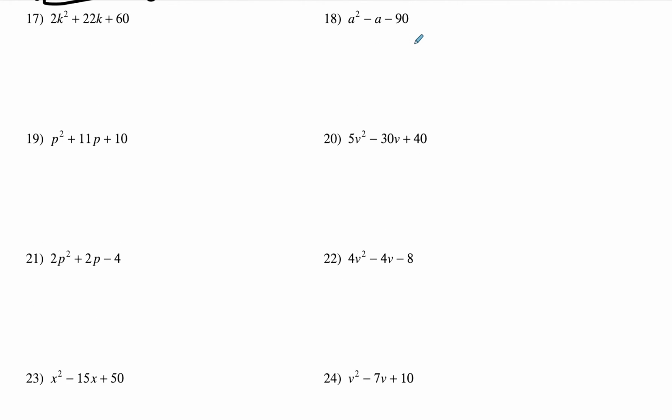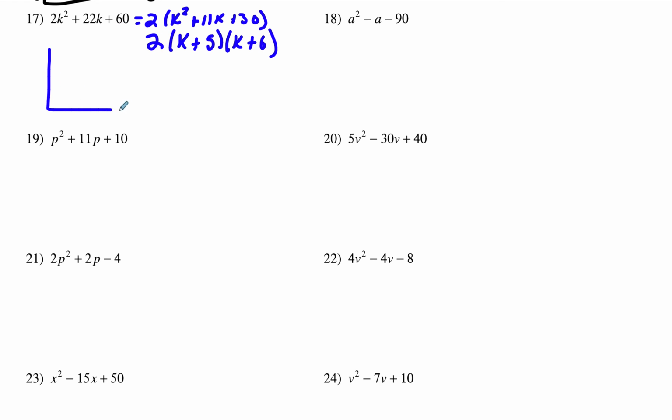All right, moving on down. 17, I'm going to do a similar thing. I'm going to pull the greatest common factor. So that's going to be 2 times k squared plus 11k plus 30. So I need two numbers that are going to multiply to 30 and add to 11. I know that rule will work because the a value is now 1 now that I've essentially factored out the 2. And what I know is that those numbers are going to be 6 and 5, because if I multiply 6 times 5, I get 30. And if I add it, I get 11.